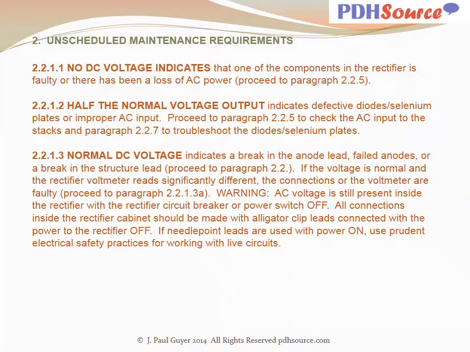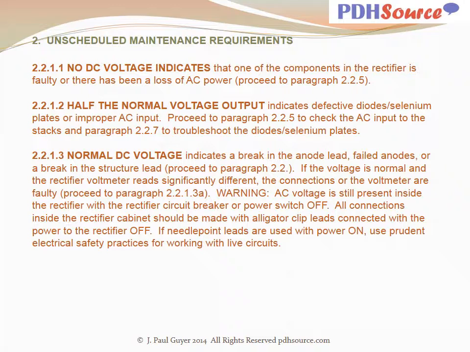2.2.1.1, no voltage indicates that one of the components in the rectifier is faulty or there has been a loss of AC power. Proceed to paragraph 2.2.5. Half the normal voltage output indicates defective diodes, selenium plates, or improper AC input. Proceed to paragraph 2.2.5 to check the AC input to the stacks, and paragraph 2.2.7 to troubleshoot the diodes, selenium plates. Normal DC voltage indicates a break in the anode lead, failed anodes, or a break in the structure lead.